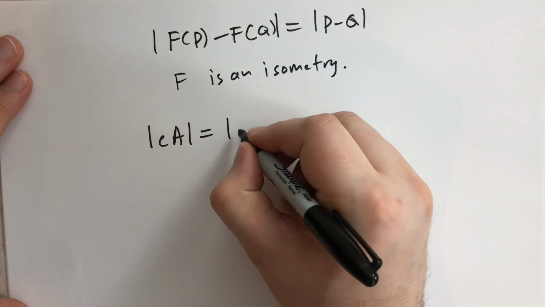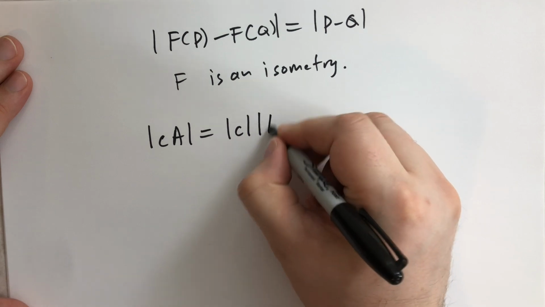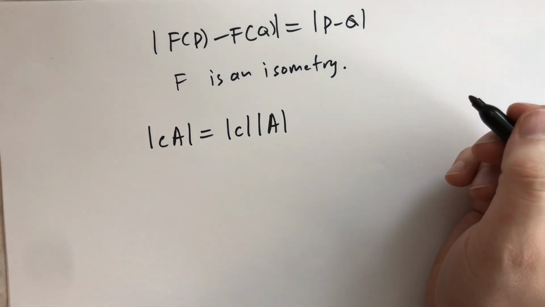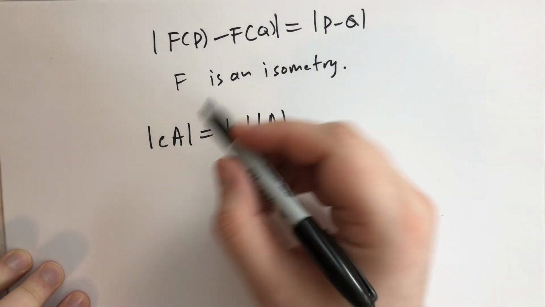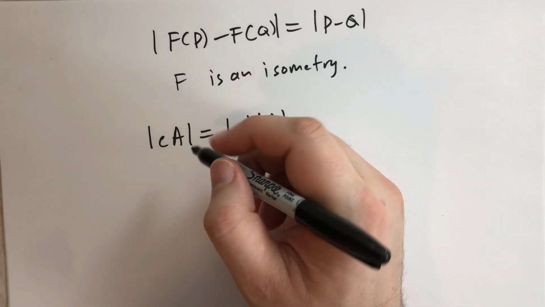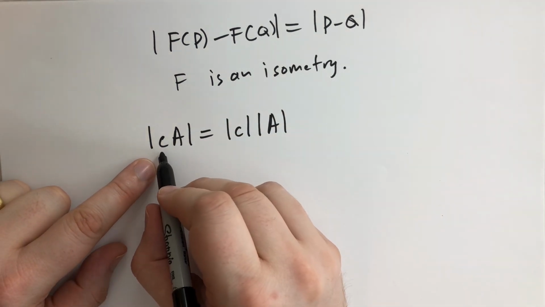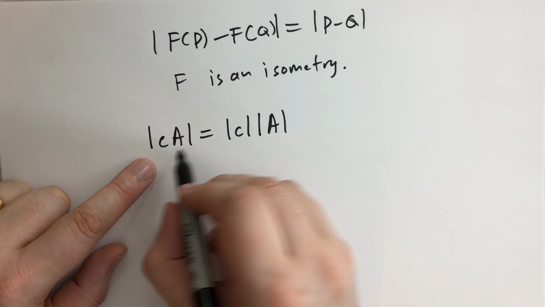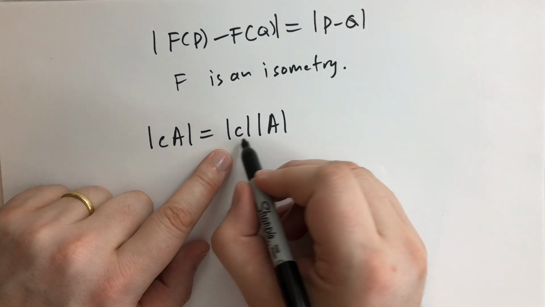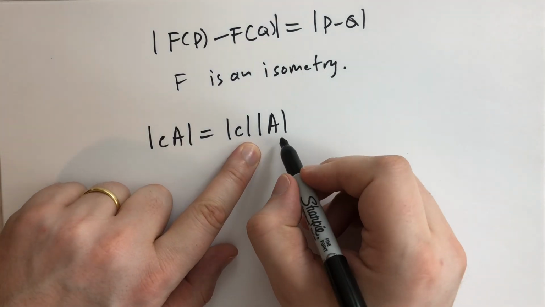We can write that as the absolute value of C times the norm of A. Okay, because we can rewrite this way. How can we write that? Well, the distance from the origin to the point CA is the same as the absolute value of C times the distance to the origin of A. All right?